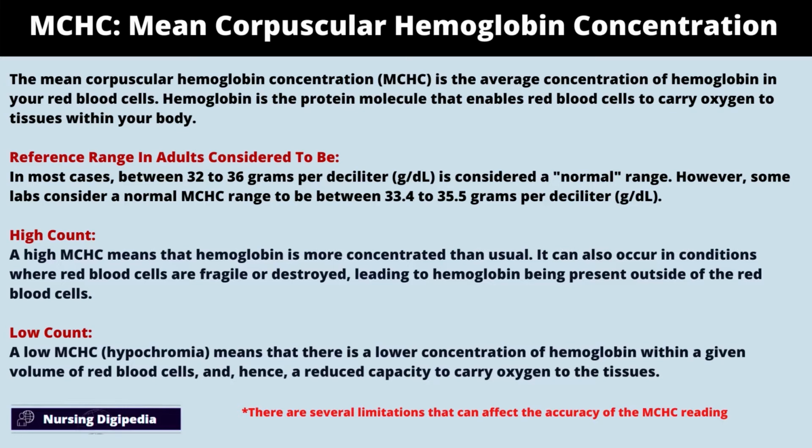A high MCHC means that hemoglobin is more concentrated than usual. It can also occur in conditions where red blood cells are fragile or destroyed, leading to hemoglobin being present outside of the red blood cells. A low MCHC, also known as hypochromia, means that there is a lower concentration of hemoglobin within a given volume of red blood cells and hence a reduced capacity to carry oxygen to the tissues. There are several limitations that can affect the accuracy of the MCHC reading.